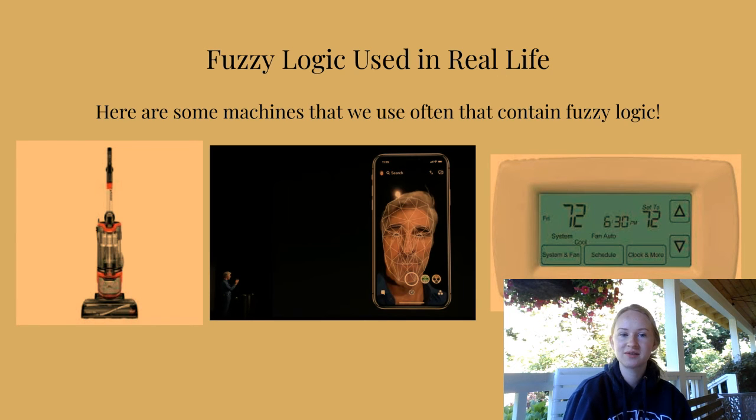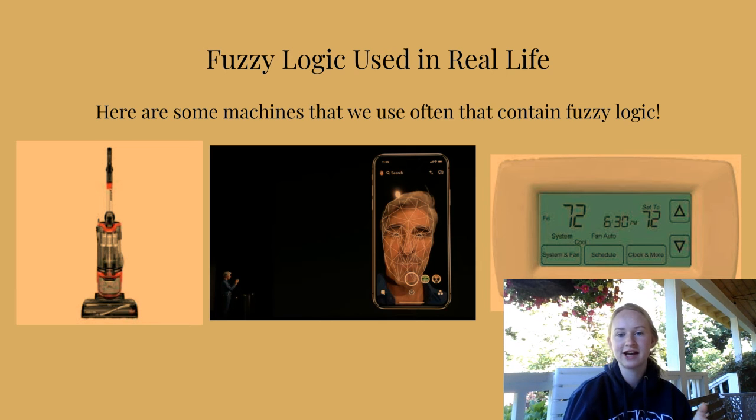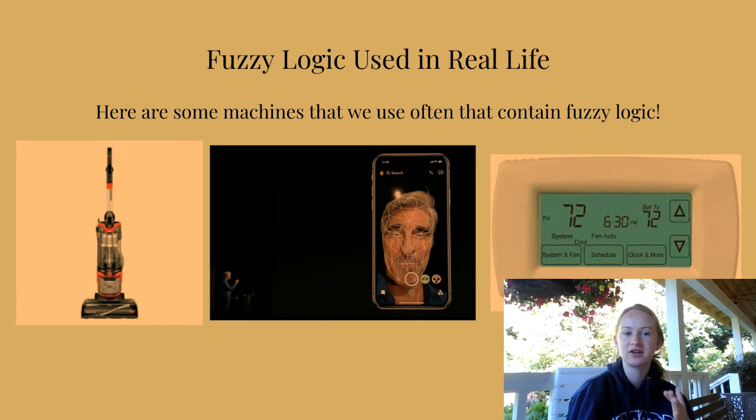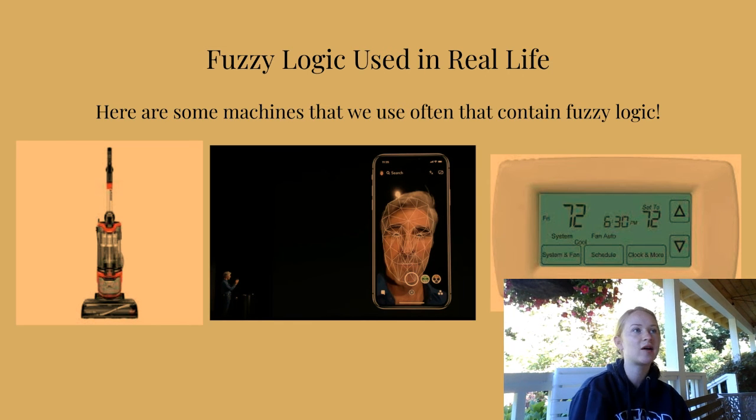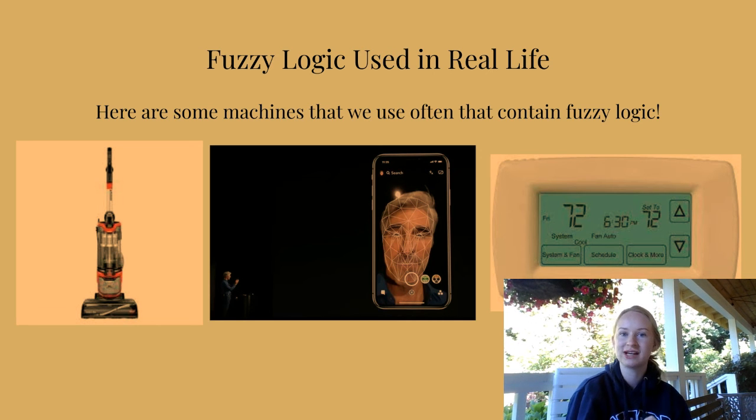So some fuzzy logic that we use in real life. Here are some machines that we use often. These helped me understand more why this is relevant and why we use it. These things we obviously use all the time, and there were a ton more examples, but these ones I could understand in a clear way because I use them. So the first one is a vacuum. The vacuum can suck up more or less pressure depending on where it's at, how much it needs to suck up, or what texture it's on, and all of those things are very relative to its circumstance.